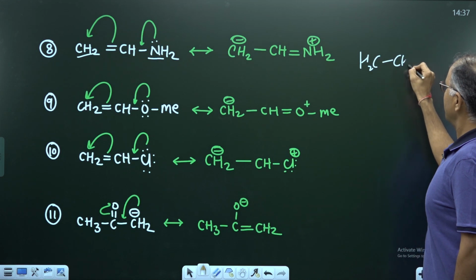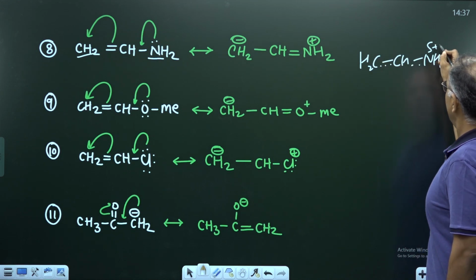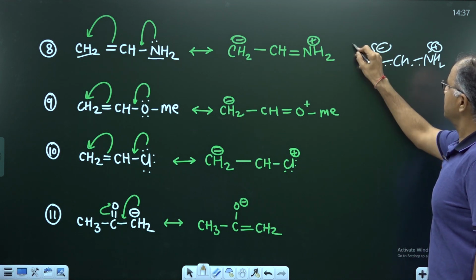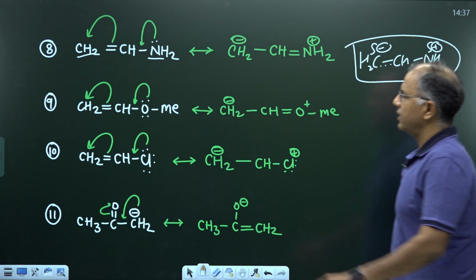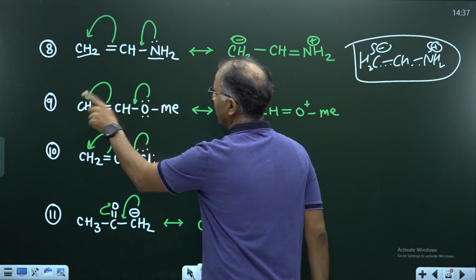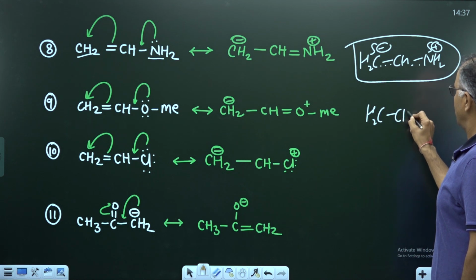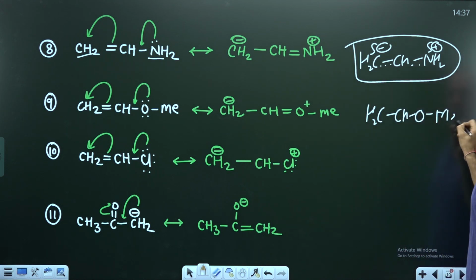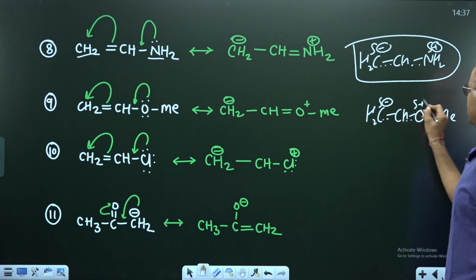Then what is the resonance hybrid? There will be a positive charge on nitrogen and a negative charge on carbon. This is the resonance hybrid. Similarly, in example 9, this lone pair converts into pi bond to lone pair. Then what is the resonance hybrid? Double bond, delta plus and delta minus. This is the hybrid.